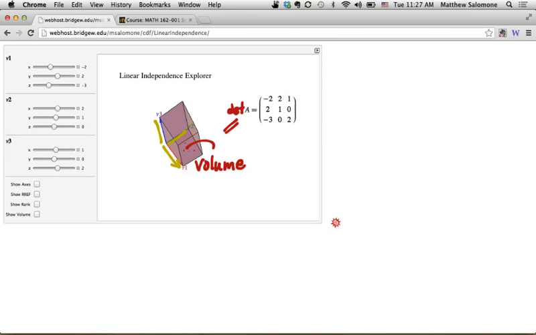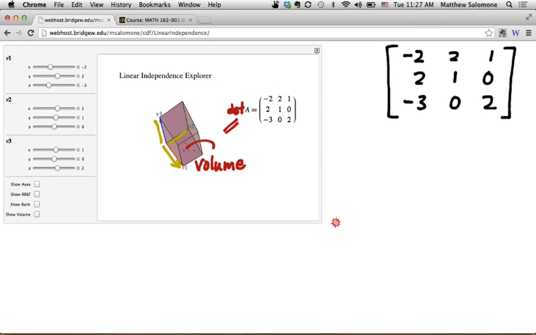So let's first get the ugly business of row reduction over with. And let's get this matrix into its row echelon form. So starting with -2, 2, 1, 2, 1, 0, -3, 0, 2. If my first target for having a pivot is right here, then what do you want to do first?